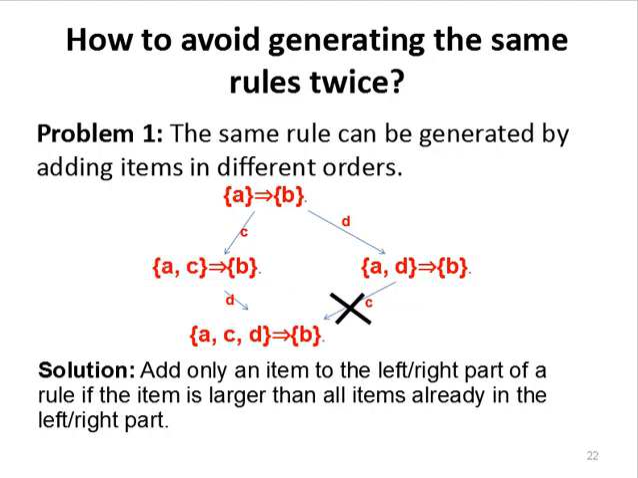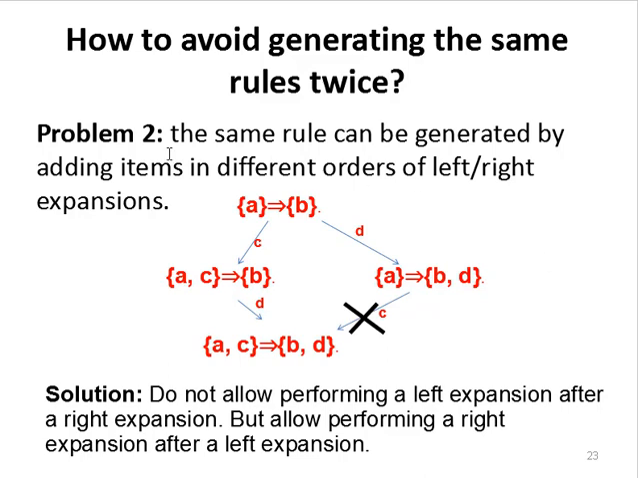Now, there's still another problem. The same rule can be generated by adding items in different order of left-right expansion. So if you have the rule AB, let's look at the example. We add C to the left, then we add D to the right. Or if we start again from AB, we add D to the right first and C to the left. And still we get the same rule, AC followed by BD. So again, we don't want to have this problem. We don't want to generate the same rule many times.